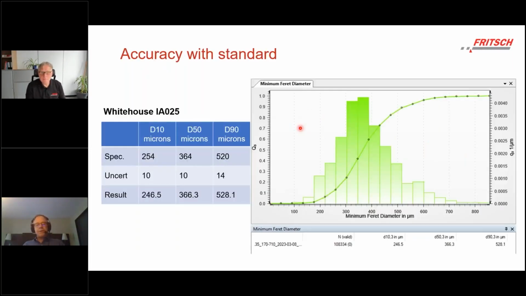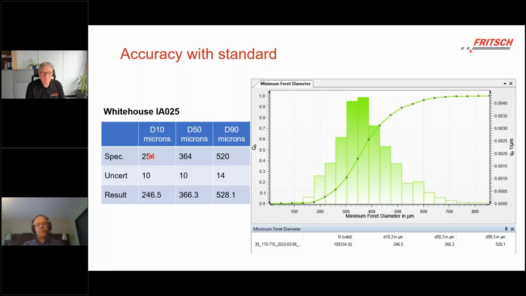Well, the next natural question is, we can display all this data, does it make any sense? And can I tie it back to some known material? The short answer is yes. This is a measurement of the White House IA 025 glass bead standard.